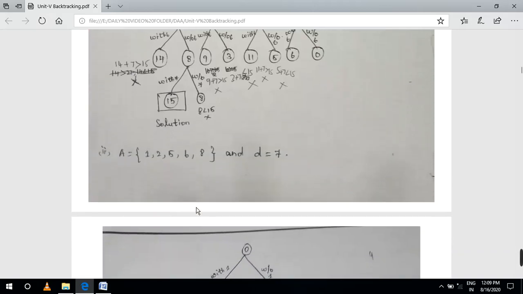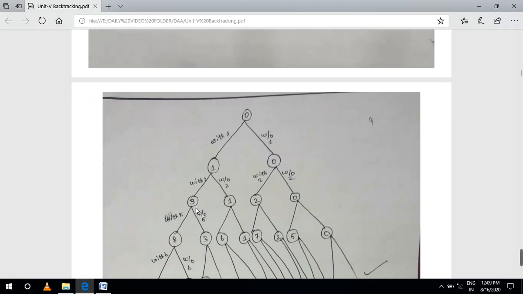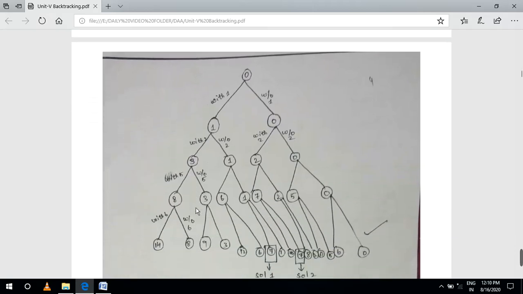You just understand what you are giving. In the previous example I took 4 values only, with distance 15. Now I'm taking 5 values, but I'm giving the distance value as 7 only. You just understand. Students, listen. Starting root, I already said the starting root is 0 only.